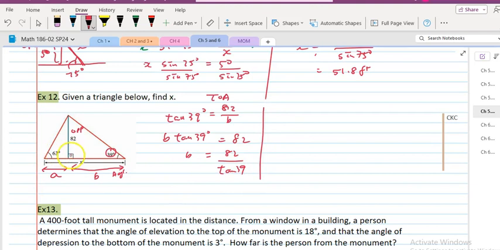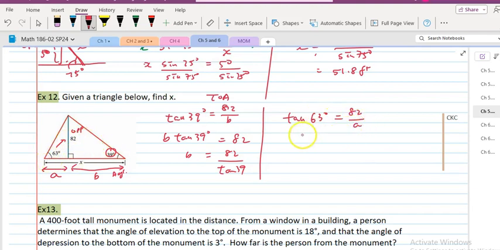So this is one part. And then the other right triangle, this is 90 degrees of the right triangle. Relative to here, I have A, and relative to 63 degrees, I also have 82 as the opposite. So this is exactly the same. So tangent 63 degrees is equal to 82 over A, right?